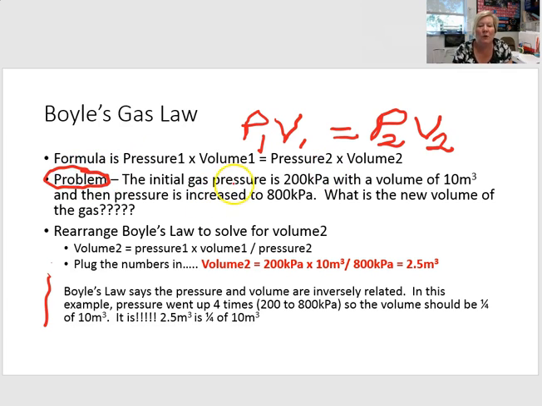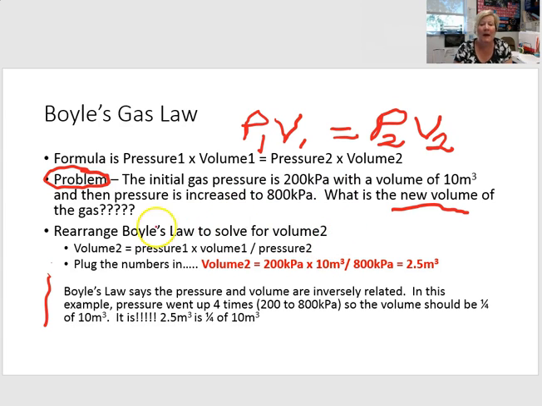The initial gas pressure is 200 kilopascals. Our units for pressure are pascals, and in this case we're using kilopascals. So that's our initial gas pressure, P1. And the initial volume is 10 cubic meters. And then we're going to increase the pressure 4 times, from 200 to 800 kilopascals. So our new pressure at P2 is going to be 800 kilopascals. So the question then becomes, what is the new volume of the gas at that new pressure?